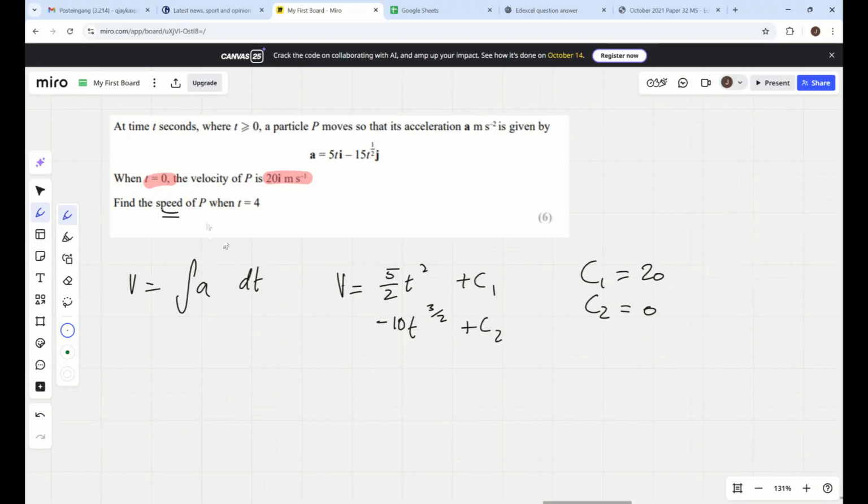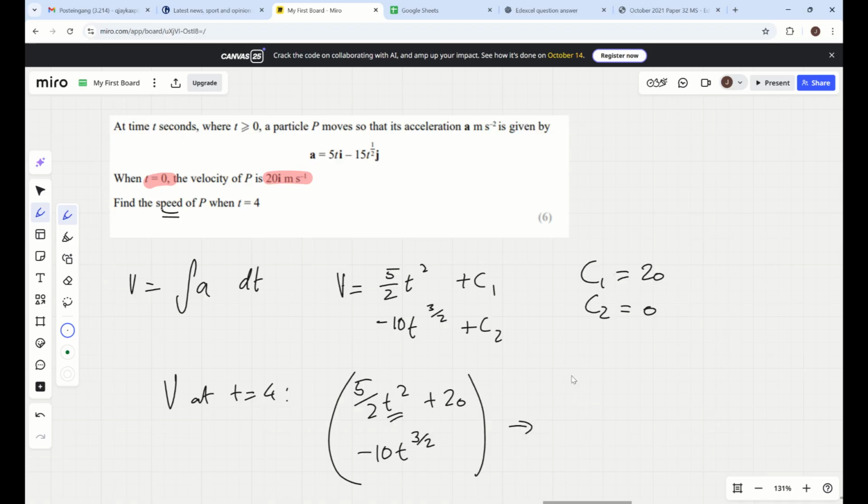So then what do we need to do? Then we need to find the velocities at t equals 4 for both of these. So you're going to do 5 over 2 t squared plus 20, where we put 4 in there, and then also the same for this one here. Okay, so at t equals 4, that should give you 60 and minus 80.